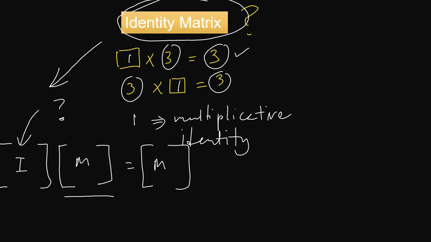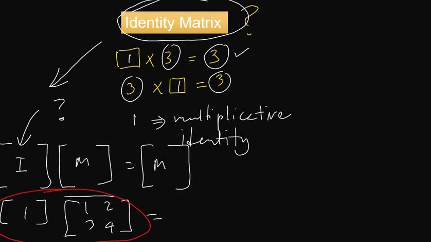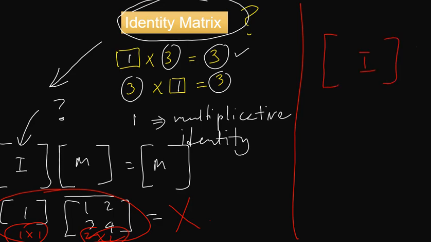So you cannot just use 1 here and multiply with something, let's say 1 2 3 4. You cannot multiply this, because the order is different. This is 1 by 1, this is 2 by 2. These two matrices cannot be multiplied. So now you have to think, what is the identity matrix in matrix?